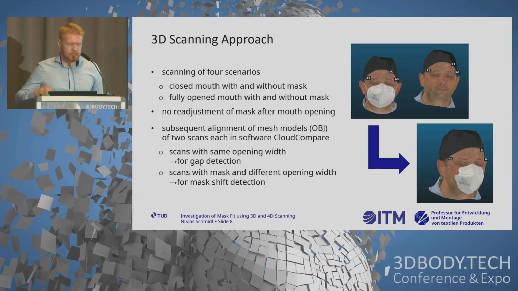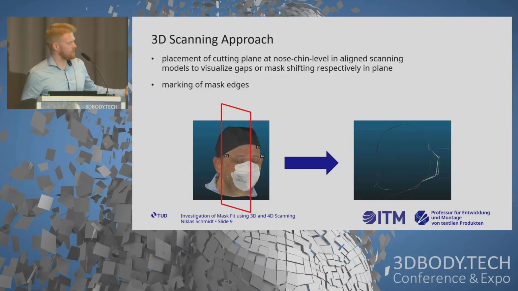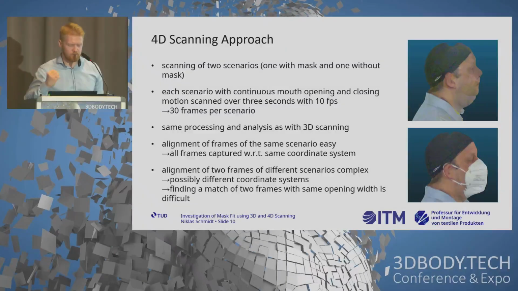So after capturing these 4 scans, we just aligned the scans, just to have a better visualization of what was going on there. We put a cutting plane at the nose-chin level, and this is then what we ended up with. And we also marked the mask edges because this made it easier to recognize. A word about the 4D scanning approach. We could just have the test person open the mouth and close it again, one time without mask and one time with mask.